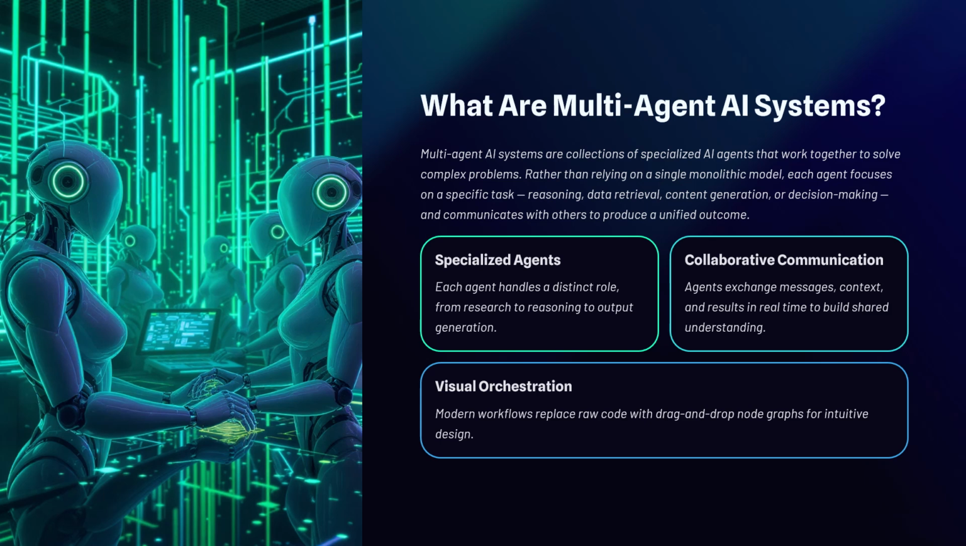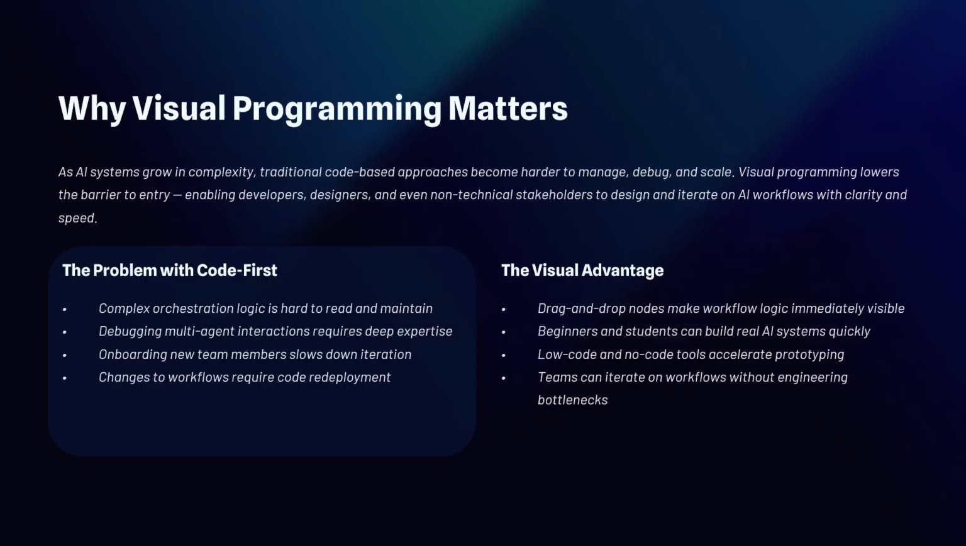Modern multi agent platforms also use visual orchestration tools, allowing developers to build workflows through intuitive drag and drop node graphs instead of writing large amounts of complex code. Imagine trying to control an advanced AI system entirely through thousands of lines of code. As AI workflows become more complex, managing, debugging, and updating that code becomes increasingly difficult and time consuming. This is where visual programming changes the game.